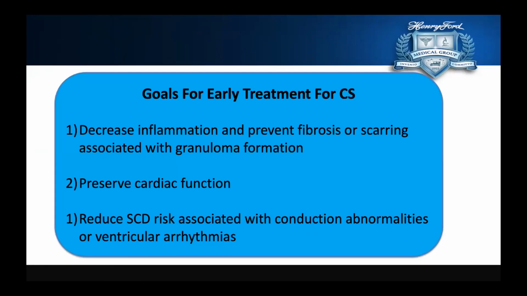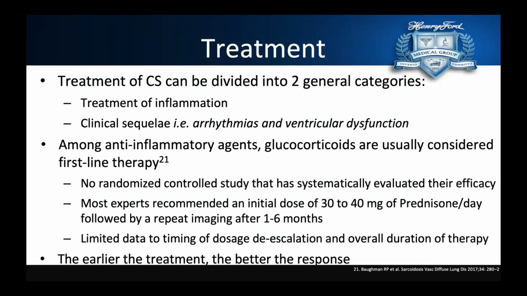Now, just to touch on treatment, what are the goals for early treatment for cardiac sarcoid? And I think they're threefold. You want to decrease inflammation, right? Prevent fibrosis. Basically, we want to prevent potentially irreversible fibrosis, and of course all the downhill sequelae, like adverse LV remodeling. We want to preserve cardiac function, and then of course reduce the sudden cardiac death risk associated with these abnormalities or ventricular arrhythmias. The treatment can be divided into two categories: treatment of inflammation, and then clinical sequelae, so the arrhythmias and the ventricular dysfunction.